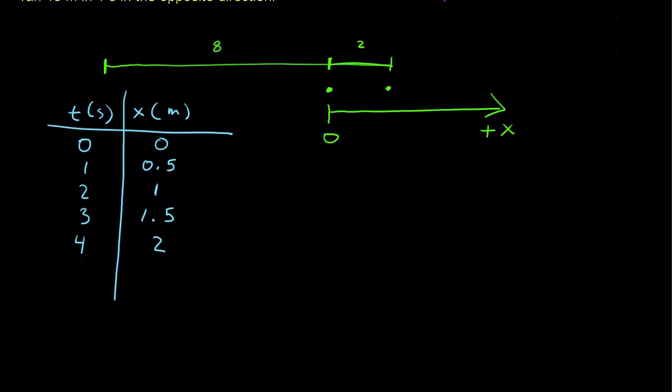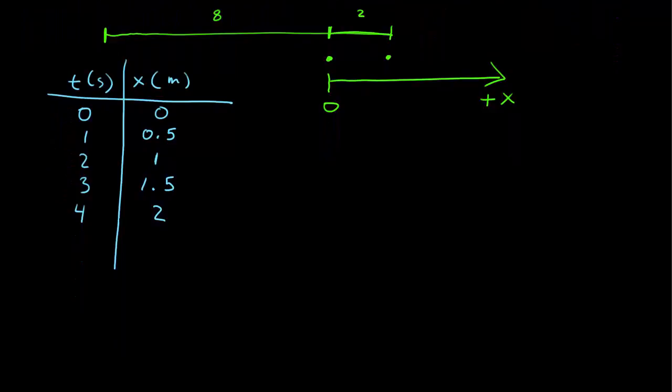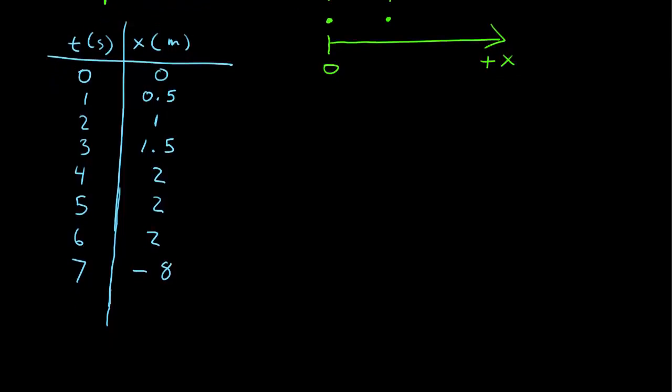I'm going to have to get more space. It stops for 2 seconds in stunned silence. That's seconds 5 and 6 where it doesn't move. And now in 1 second, it moves 10 meters, so it goes all the way to position -8. So there is a tabular representation of my motion.